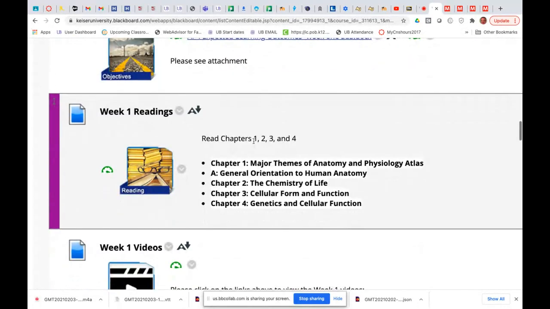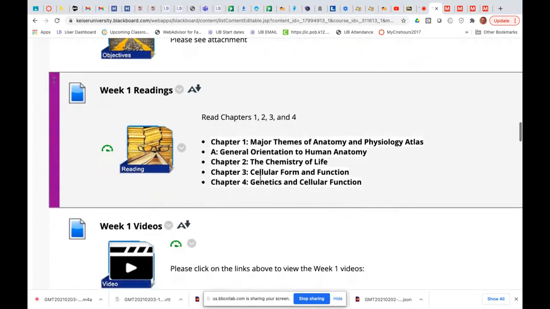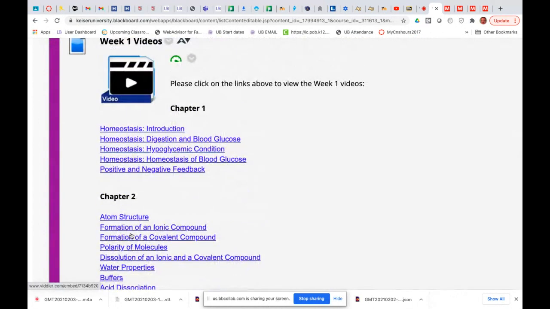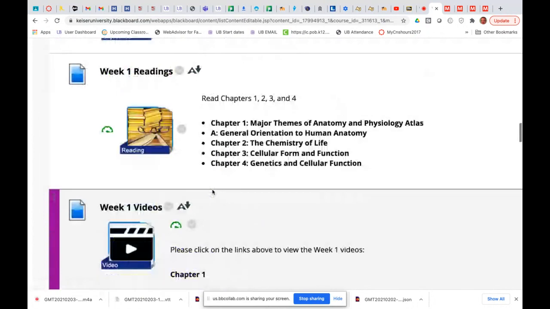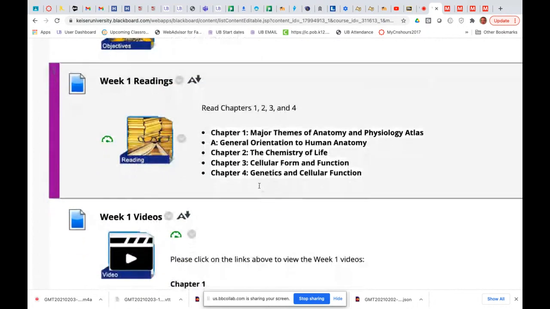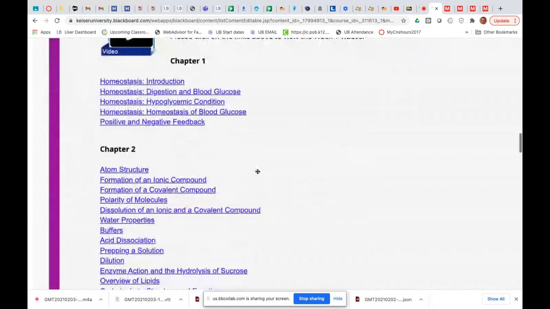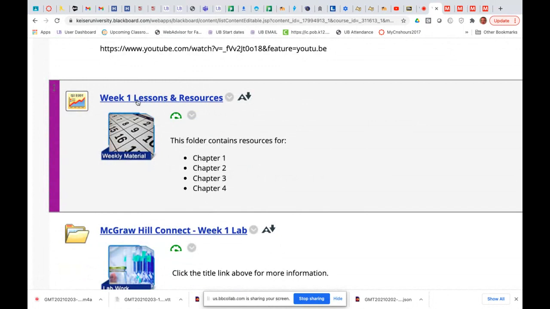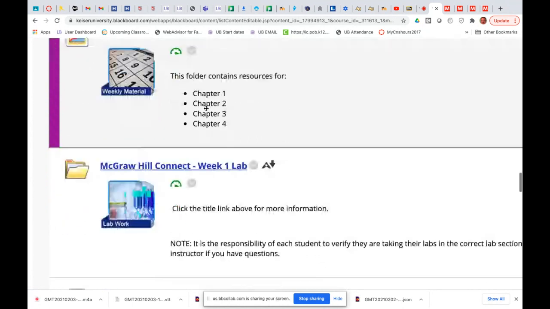Here is the reading. You want to make sure you go through chapters 1 through 4, and these are the main topics covered for lecture. There are some supporting videos that you can see here. They're all short, somewhere between 1 minute to 3 minutes, that support and go over some of the main themes that may be a little bit more difficult and challenging in those lectures. Under lessons and resources, if you want to download PowerPoints or the end of the chapter outlines, you can do that as well from here.